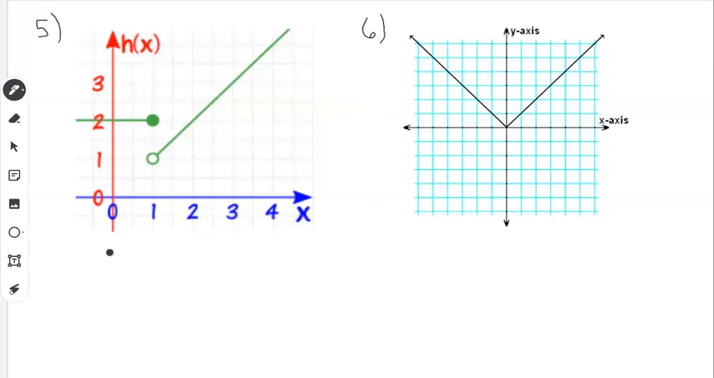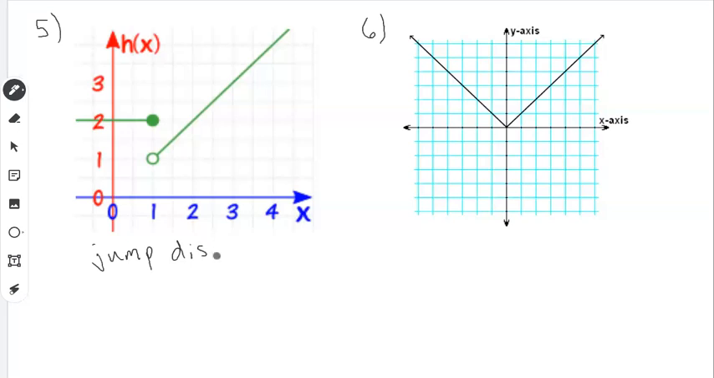Okay, the location is pretty simple. The graph is actually a constant line until you get to this point, and then it jumps all the way down here, and then it keeps on going. So this is a jump discontinuity.